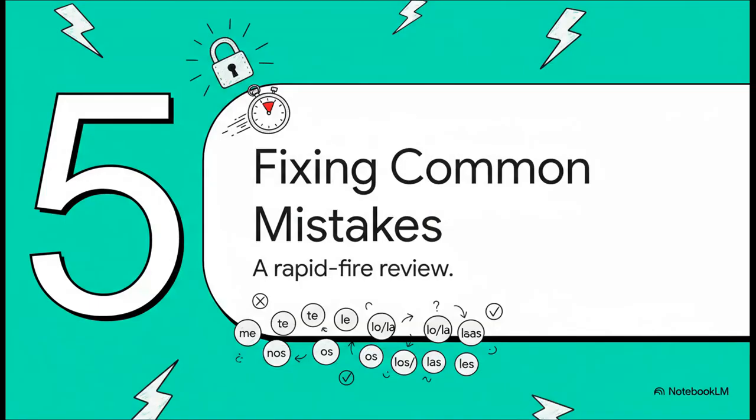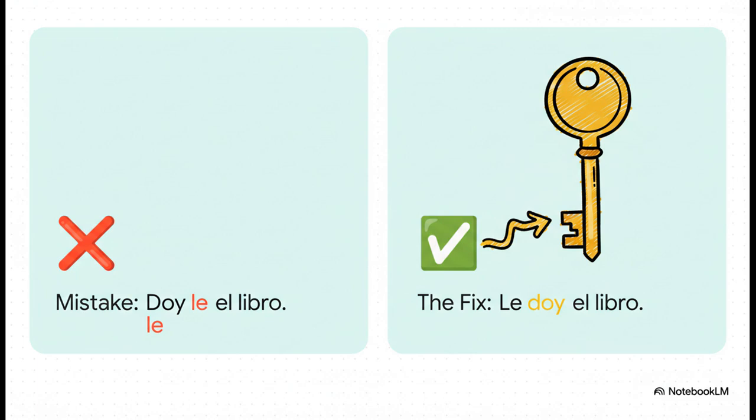All right, let's lock all this in. We're going to do a little rapid-fire round to put these rules to the test and squash some of the most common mistakes out there. Ready? Okay, first one. Doy le el libro. We've got one conjugated verb here, doy. So what's the fix? You got it. The golden rule. We just move that pronoun to the front. Le doy el libro. Perfect.